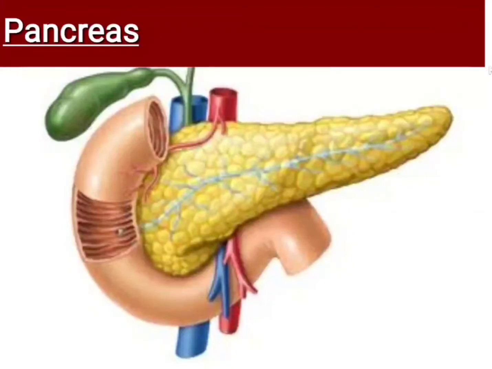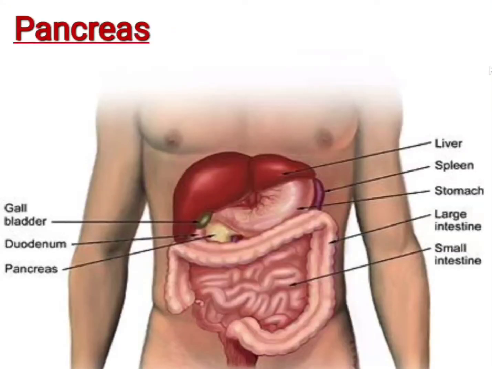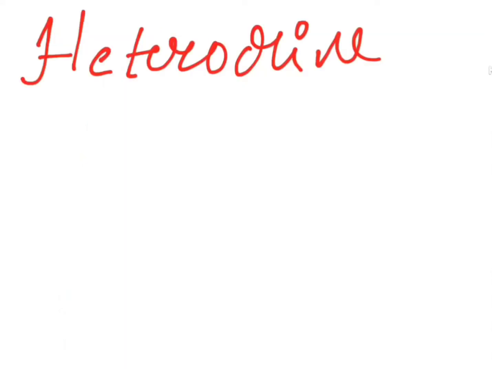Which part of our body does the pancreas belong to? Here you can see the pancreas situated below the stomach. It belongs to both the digestive system and the endocrine system. That is why the pancreas is said to be a heterocrine gland or a composite gland. Hetero in the sense that it acts as both; it has more than one function. So that is why it is called a heterocrine gland.